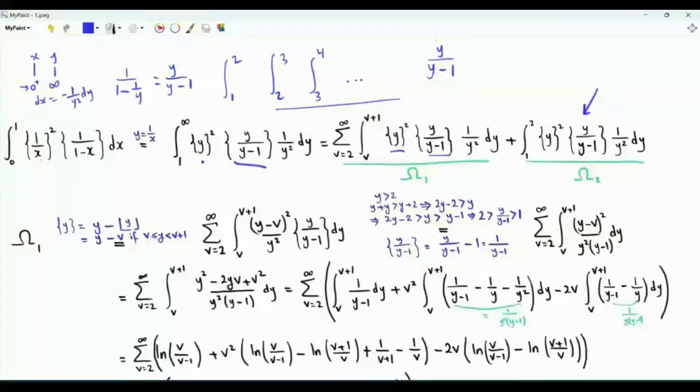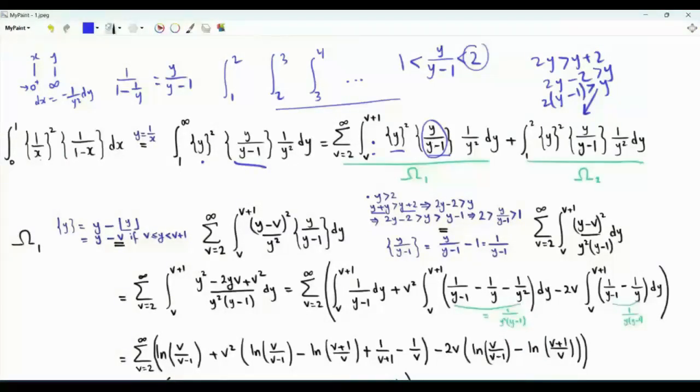Y over y minus 1 is greater than 1. The minimum value of y here is 2. When y is greater than 2, y over y minus 1 is less than 2. If y is greater than 2, add y to both sides. So we have 2y greater than y plus 2, which means that 2y minus 2 is greater than y. 2 times y minus 1 between brackets is greater than y. So y over y minus 1 is less than 2. In all these integrals here, this number is between 1 and 2.